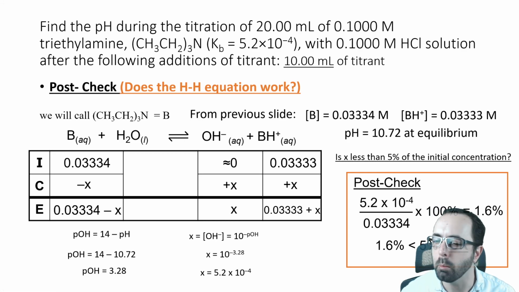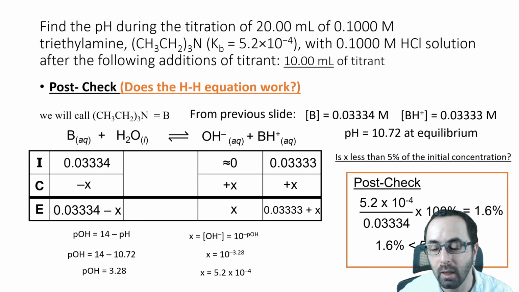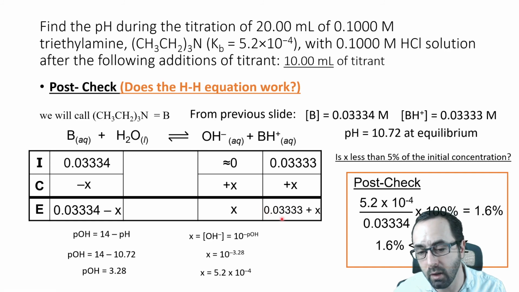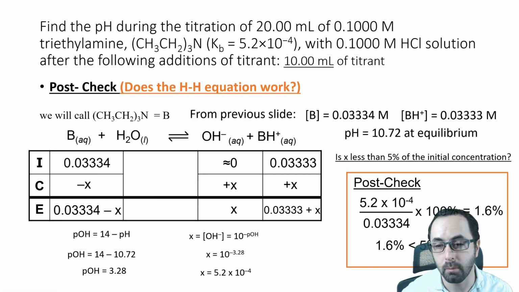I just wanted to do a post check and determine X and compare it to the initial concentrations to show you that the Henderson-Hasselbalch equation did work even when we had a relatively large Kb here. It was because we have significant concentration of the conjugate base, so we don't have huge shifts in the pH because we have a buffer here. So the X is small due to that fact.